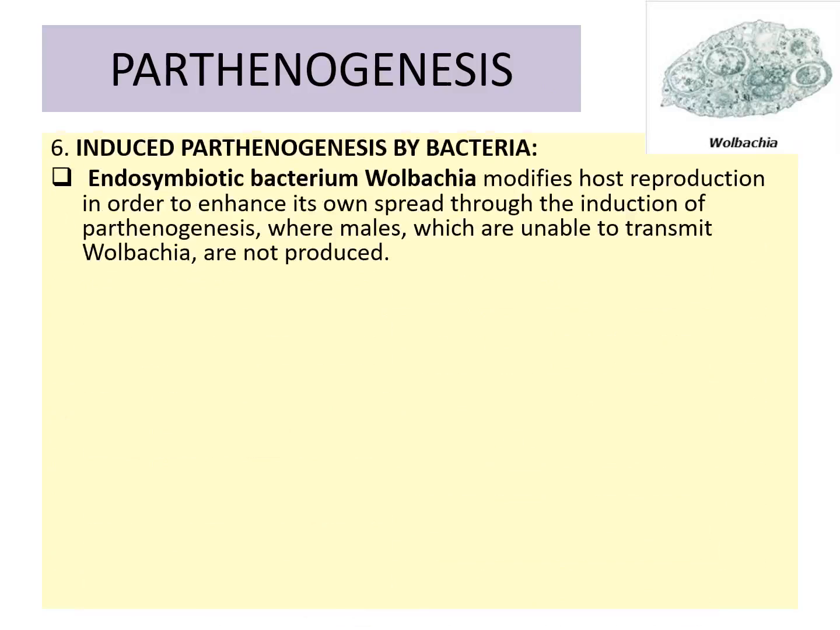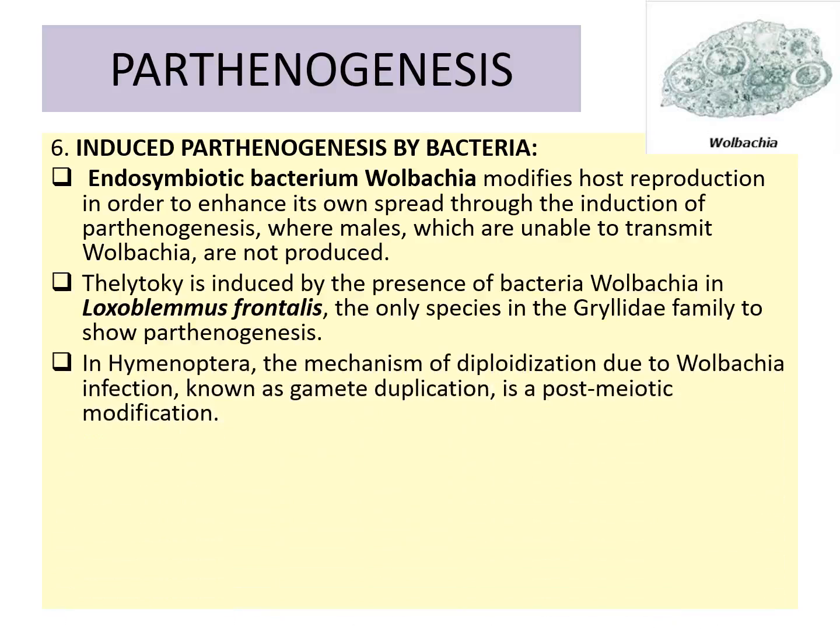Next is induced parthenogenesis by bacteria. The endosymbiotic bacterium Wolbachia modifies host reproduction in order to enhance its own spread through the induction of parthenogenesis, where males, which are unable to transmit Wolbachia, are not produced. Thelytoky is induced by the presence of the bacterium Wolbachia in Loxoblemmus, the only species of the Gryllidae family to show parthenogenesis.